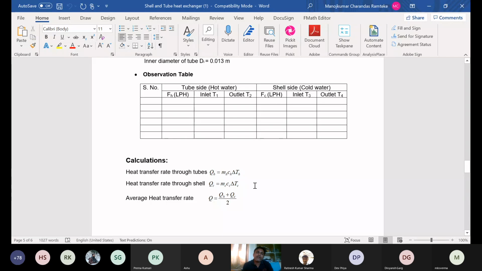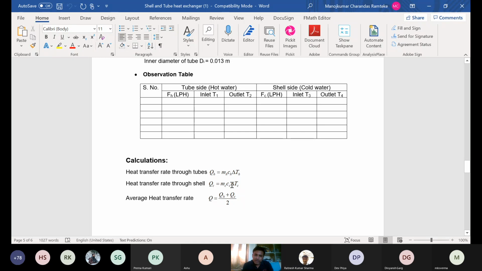Then see how Q is calculated. Whatever heat is lost by the hot fluid is the same as the heat gained by the cold fluid. So you can calculate QH and QC, and both have to be the same, but some variation will be there depending on how accurately you are measuring the flow rate or temperature, and that is why you are taking the average heat transfer coefficient for your calculation. Is it clear to everyone?